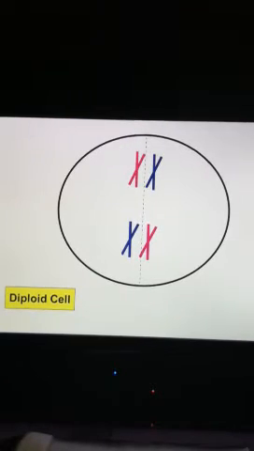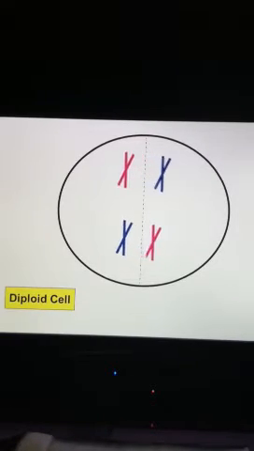Now, these chromosomes, so we still have a diploid cell. That dotted line is just showing you the middle. The next step then, we would actually have to separate homologous chromosomes. So we're going to separate them.